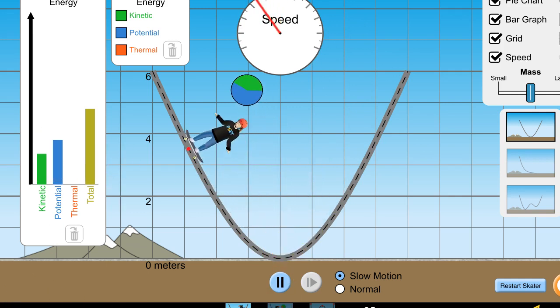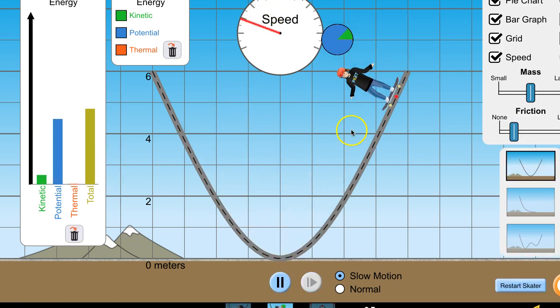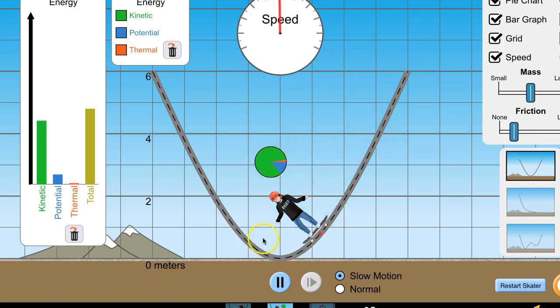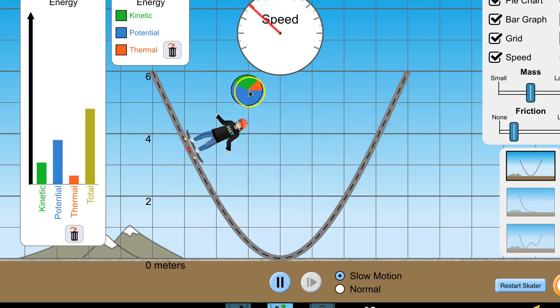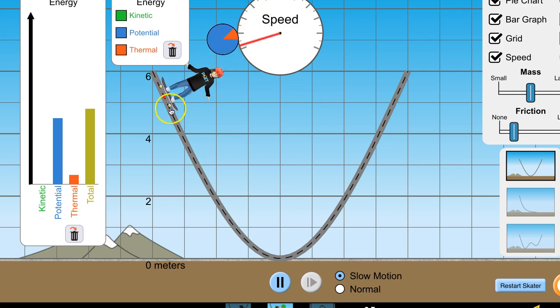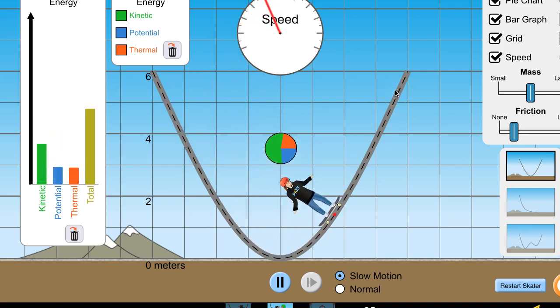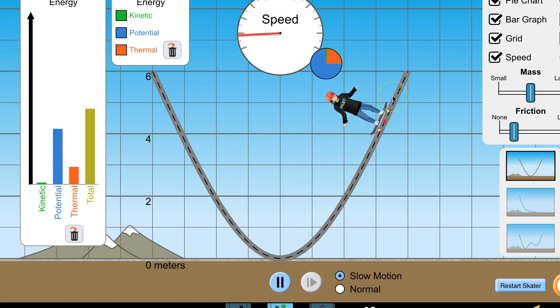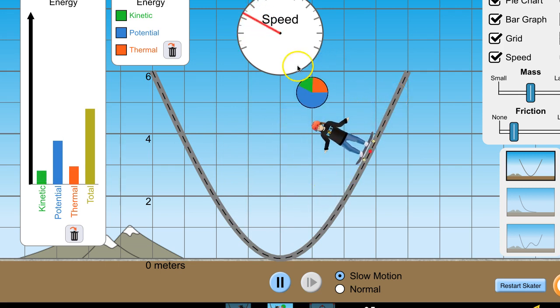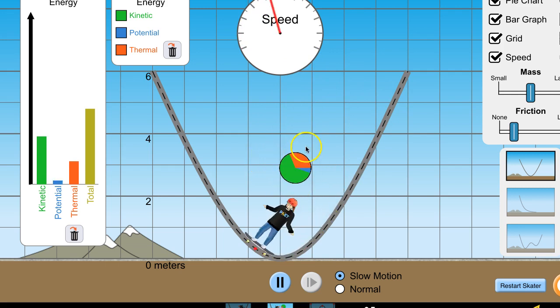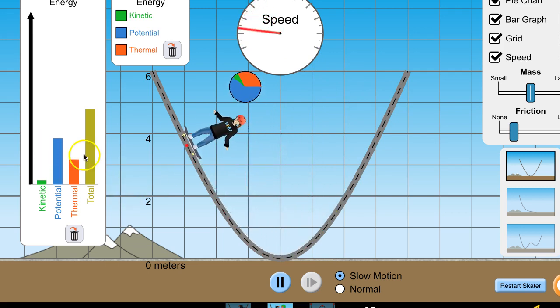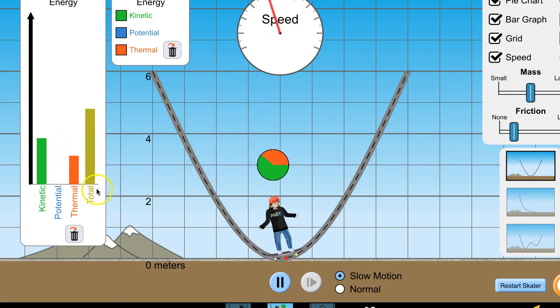If I added friction, then you can see that slowly friction's acting on that skateboard as it goes down, and the amount of thermal energy that results is going up steadily, which means each time she goes back up on another swing up the ramp, she's not going as high as before, and eventually all this energy would turn to thermal energy. Again, though, energy is just being transferred. So here, the total kinetic and potential energy is slowly going down because it's being transferred into thermal energy.